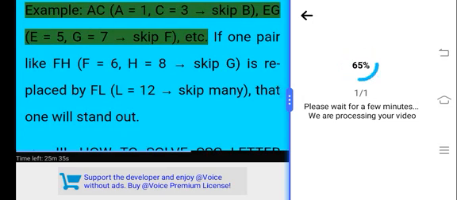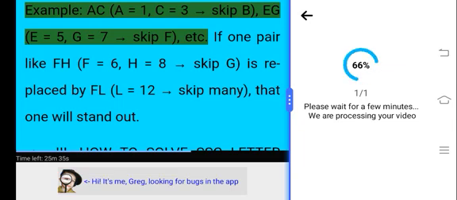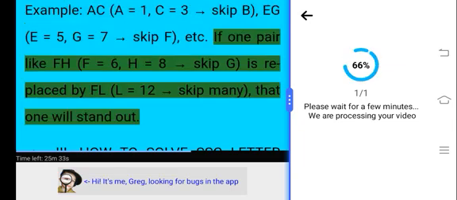Example: A, C. A equals 1, C equals 3, so skip B. E, G. E equals 5, G equals 7, so skip F, etc. If one pair like F, H (F equals 6, H equals 8, skip G) is replaced by, say, L equals 12 with many skipped, that one will stand out.